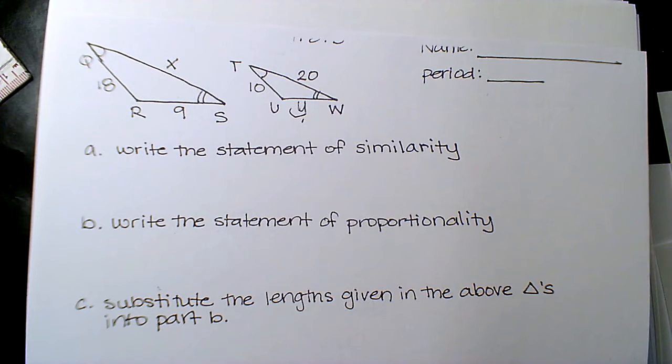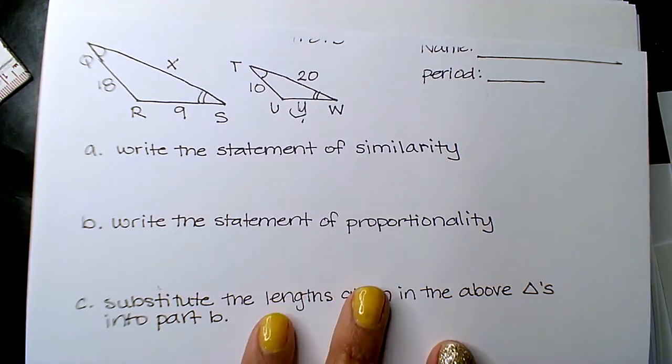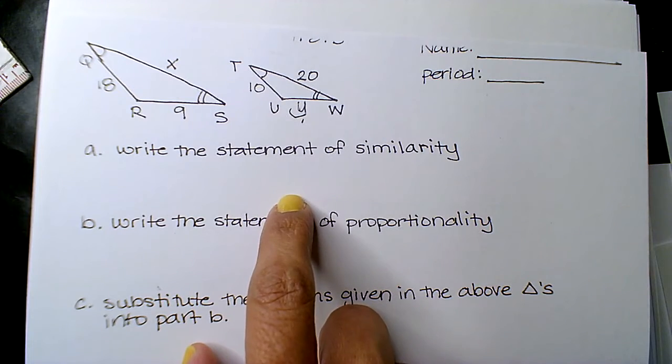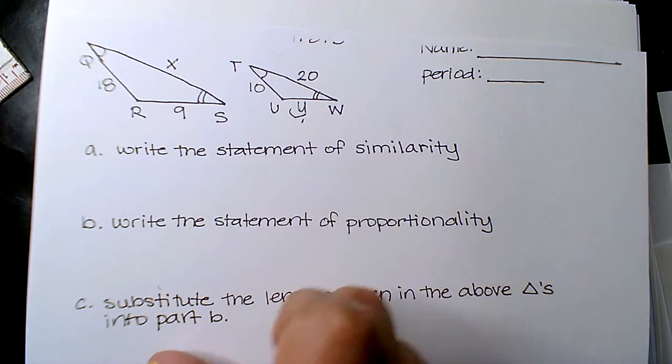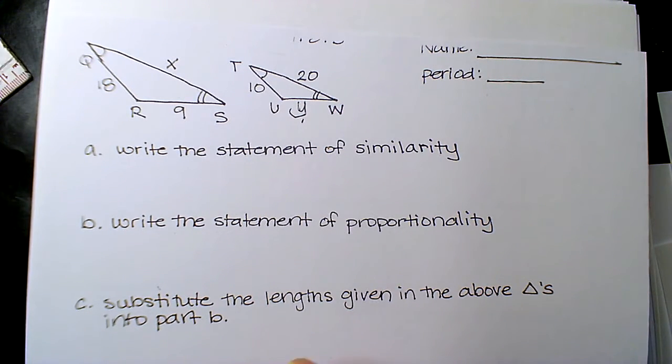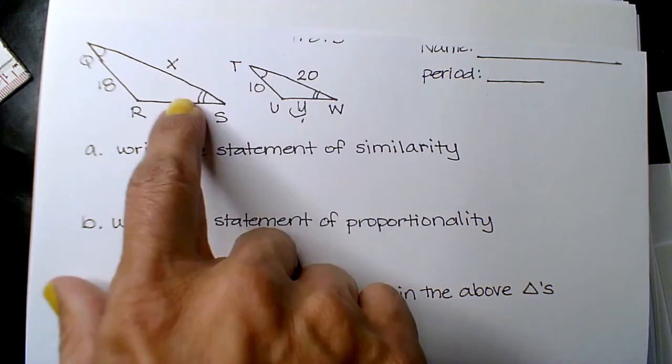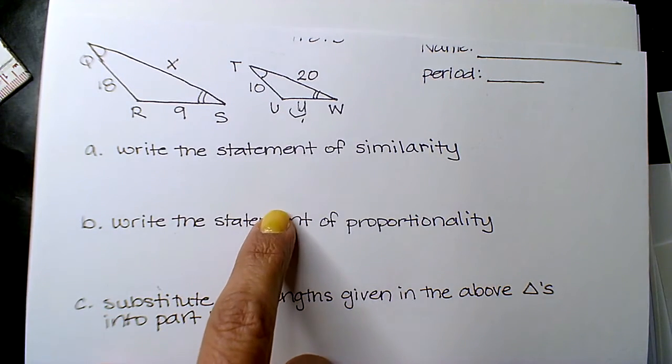Okay, so look. At the very top, you're not given the statement of similarity because they want you to write one. It's not written for you. If you're missing the statement of similarity, that's because they give you enough information in these triangles for you to come up with one.